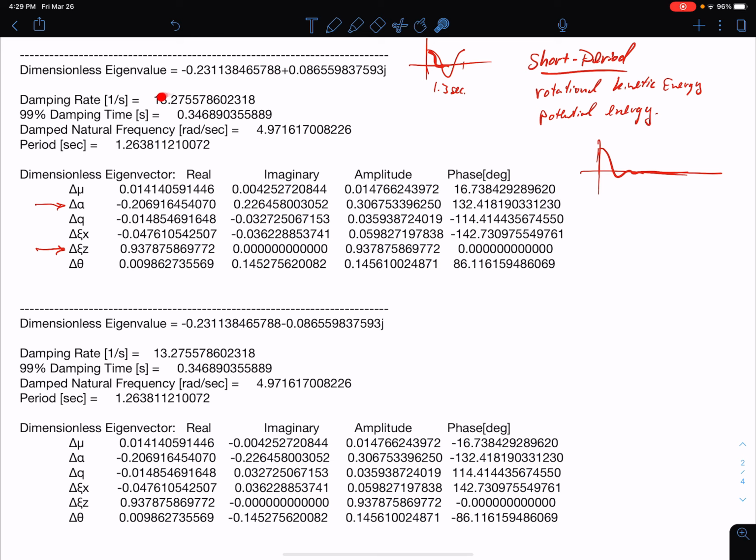So this is the short period mode, and we can see that again this has really high damping, so that's one way to identify this mode. The other way is to look at alpha relative to mu. It's a large change in angle of attack and a very small change in forward velocity. We're really not going to change our forward velocity very much, and we're not going to change our x location very much, or the translational velocity of the aircraft. It's really a change in z and alpha.